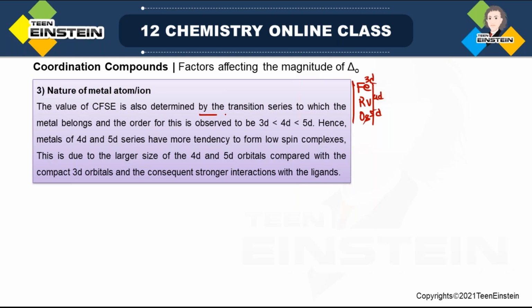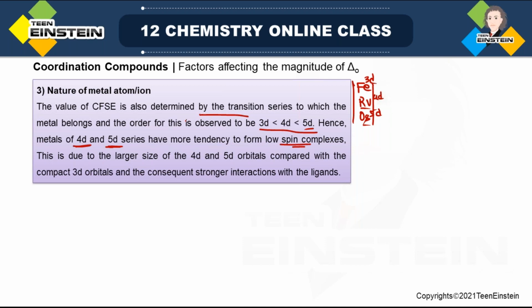The value of CFSE is also determined by the transition series to which the metal belongs. And the order for this is like this. That means if it is from 5d, it will have maximum delta o value. But remember, you have to keep the metals in the same group when you are comparing. If you are changing the group, then the comparison will not be correct, right? So the metals that are from 4d and 5d series, that is ruthenium and osmium, compared to Fe, they will have more tendency to form low spin complex, because now the delta o value is very high.